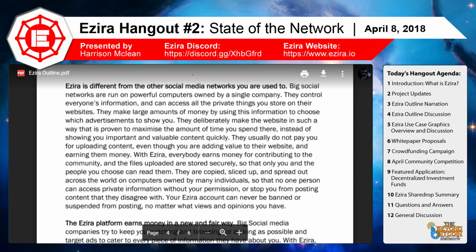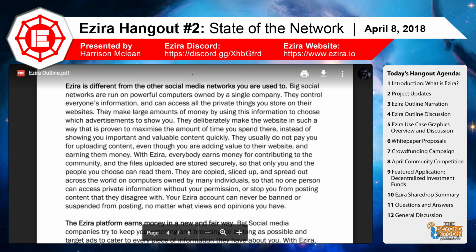They usually do not pay you for uploading content, even though you are adding value to their website and earning them money. With Ezira, everybody earns money for contributing to the community, and the files uploaded are stored securely so that only you and the people you choose can read them.